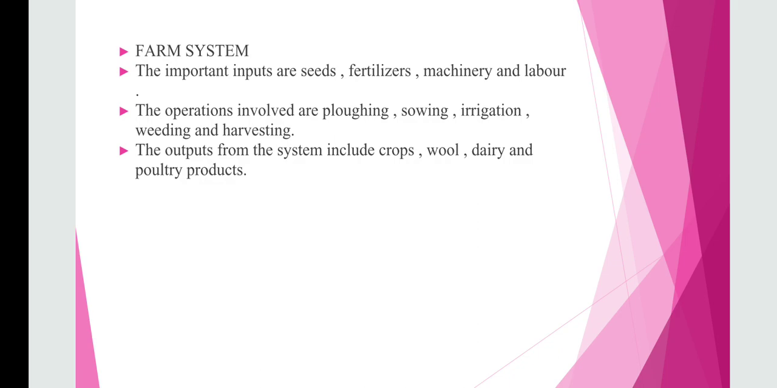Now what is the processing involved? There are various steps in agriculture, no? What are they? Plowing, sowing, irrigation, weeding, harvesting. All these are the processing in agriculture. Then coming to the output, what is the output? The output is the crops which we have cultivated, the animals, the wool, the dairy and the poultry products. These are the output. So we can compare agriculture with the computer system.